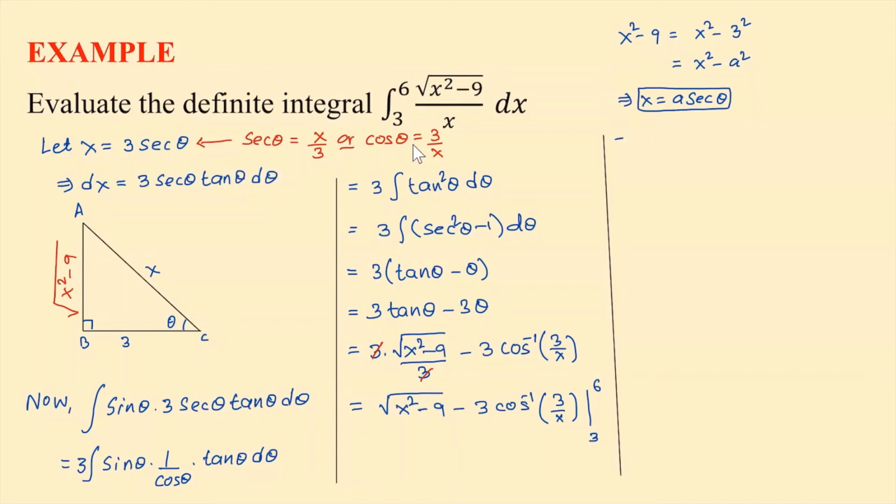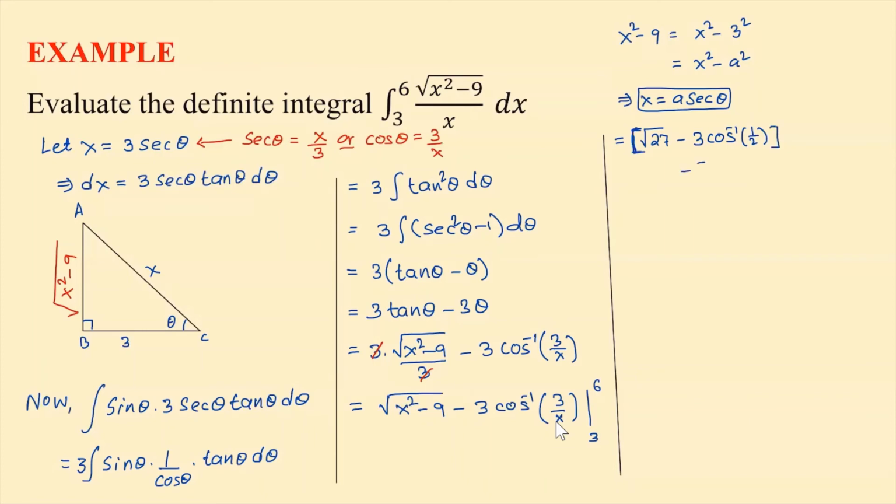That is equal to, okay, we are plugging in the upper limit. First we need to plug in 6. So if we plug in 6, 6 squared is 36. 36 minus 9 is 27. So that becomes the square root of 27. Then we have minus 3 cosine inverse. If we plug in 6, it will be 3 over 6, which is half. Cosine inverse half. So that is what we get by plugging in the upper limit.